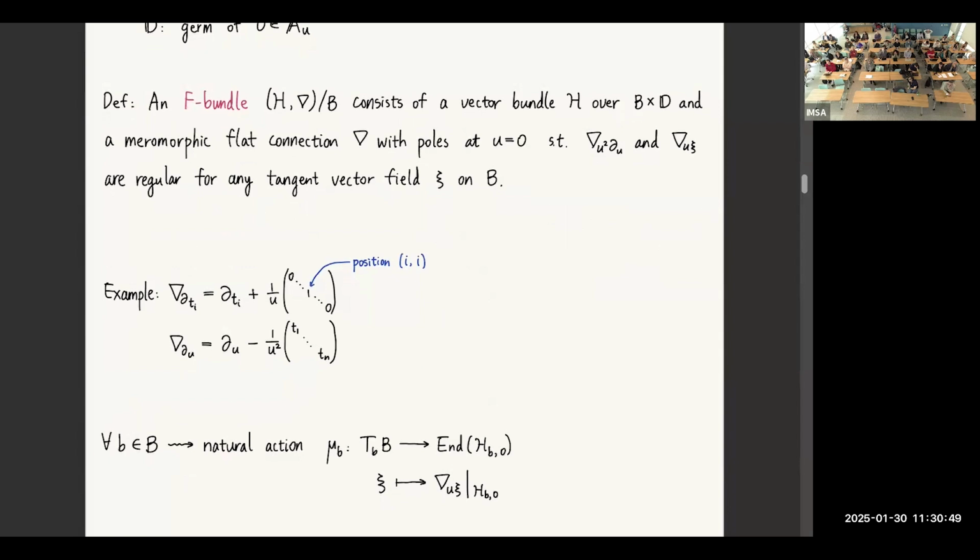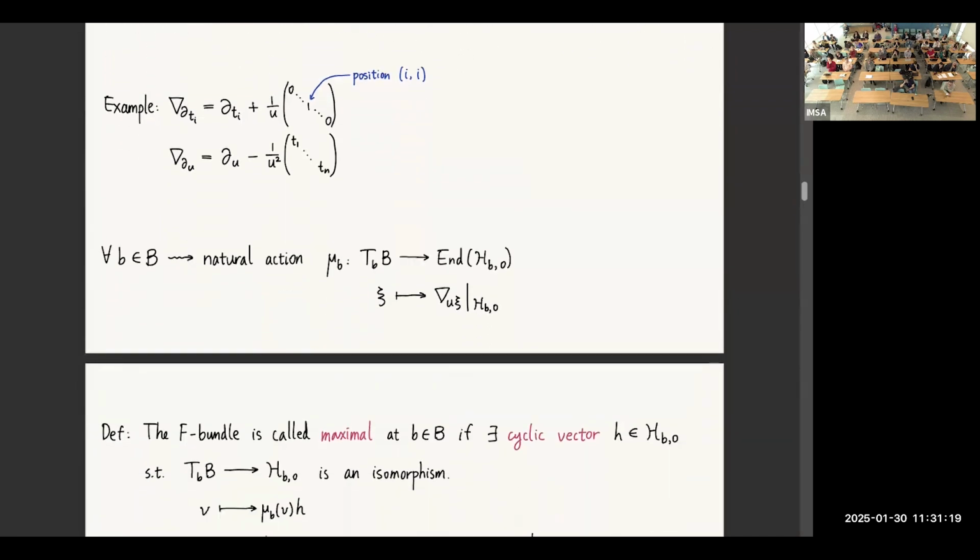When we have this definition of F bundle, we have a natural action from the tangent space of B to the bundle, restricted to u equals 0. So when we have a tangent vector ∂_i, it acts by the connection in the direction u ∂_i, restricted to u equals 0. It's like a residue.